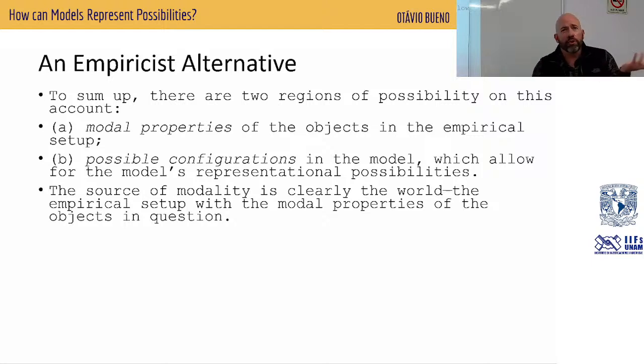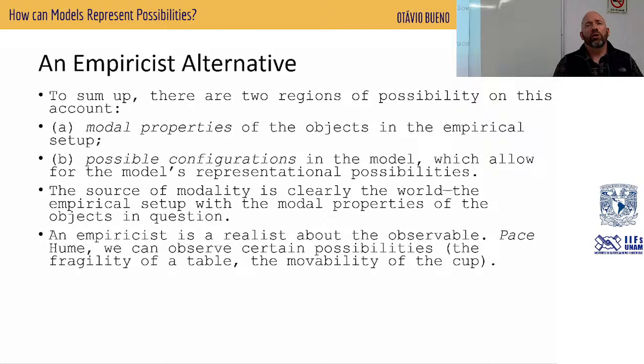So the source of the modality is clearly in the world. That's what we're trying to understand: objects with their modal properties. And from the empirical setup, we select some of those properties for representation in the model. So an empiricist, I want to say, is a realist about the observable. So what should we say about those objects, the modal properties of these things?